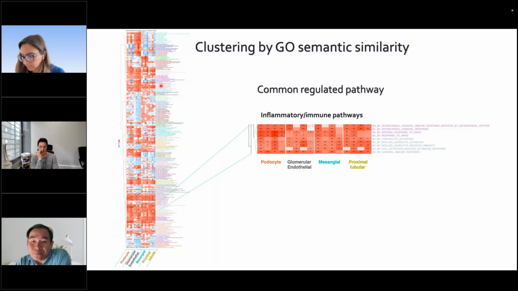It means that those in the same color usually belong to the same function, same biological process or molecular function, etc. So for example, if I take one block with red everywhere, it corresponds to the immune pathways among the four cell types. We had 4 cell types with the same response, with the same phenotype of upregulation of these immune pathways.